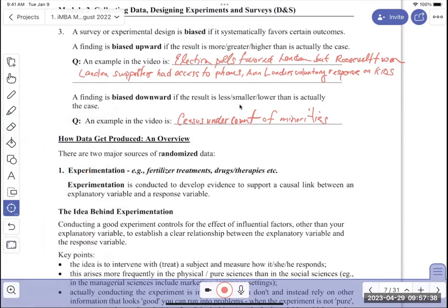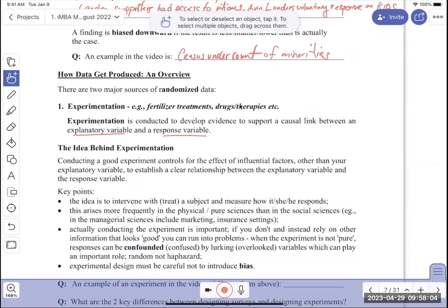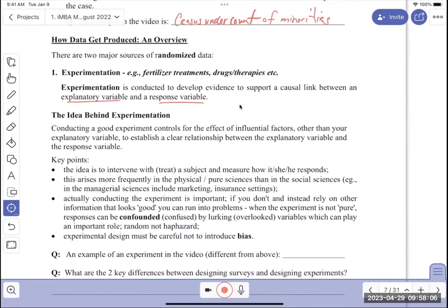All right, let's talk again about experiments and collecting data. Experimentation is conducted to develop evidence to support a causal link between an explanatory and response variable. So a little more terminology for you. An explanatory variable is the thing, the characteristic that explains the outcome or response. Conducting a good experiment controls for the effect of influential factors other than your explanatory variable to establish a clear relationship between explanatory and response.